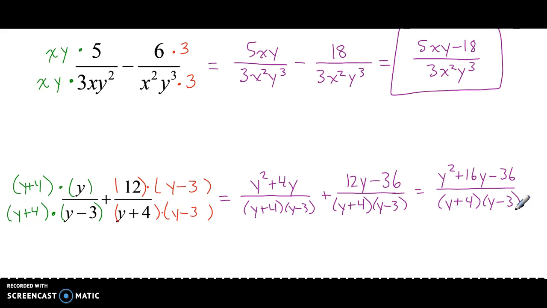And there's a pretty good chance that we're not finished. That numerator looks to me like it probably factors, so you take a second to factor it, and sure enough it does, and it factors kind of awkwardly, y plus 18 times y minus 2.